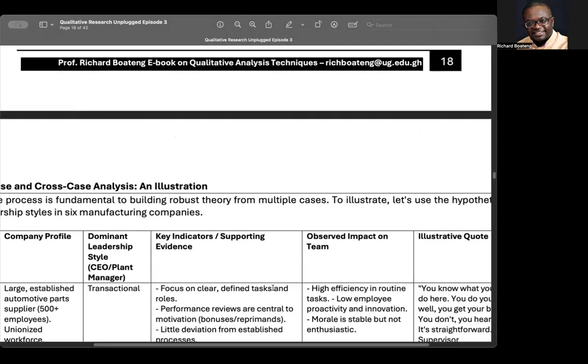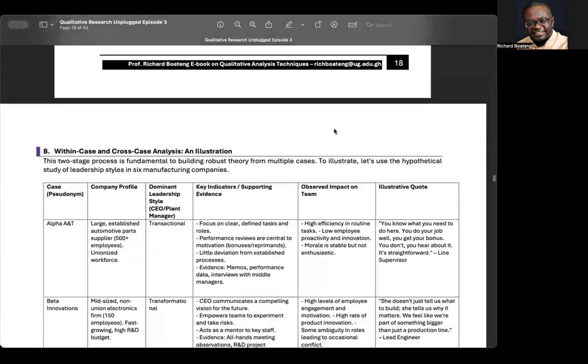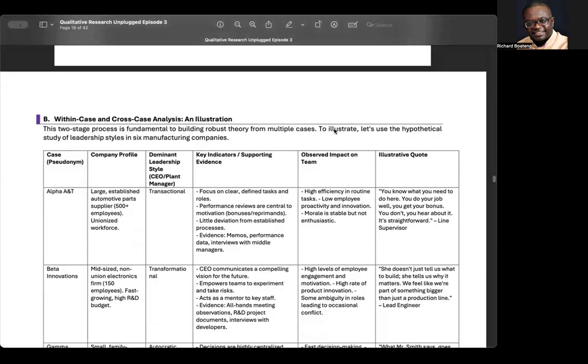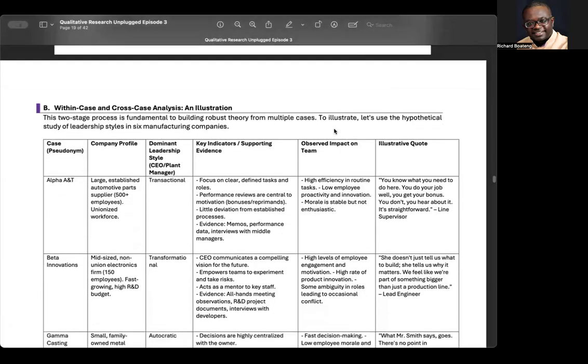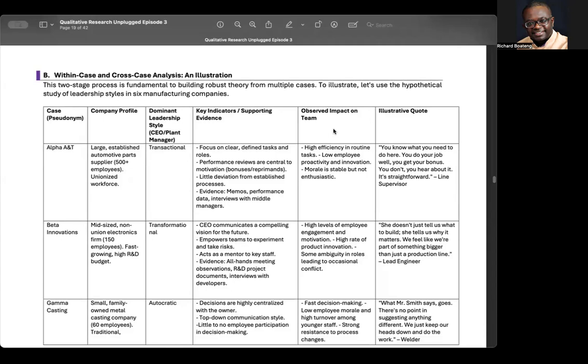That's a really helpful overview of a systematic process. Now, for multiple case studies, the analysis gets another layer. Within case and cross-case analysis, the guide uses that hypothetical study of leadership styles in 6 companies to illustrate this. How does that two-stage process actually work in practice? This is absolutely fundamental for building robust theory from multiple cases, something doctoral students really need to master if they take this route. Within case analysis always comes first.